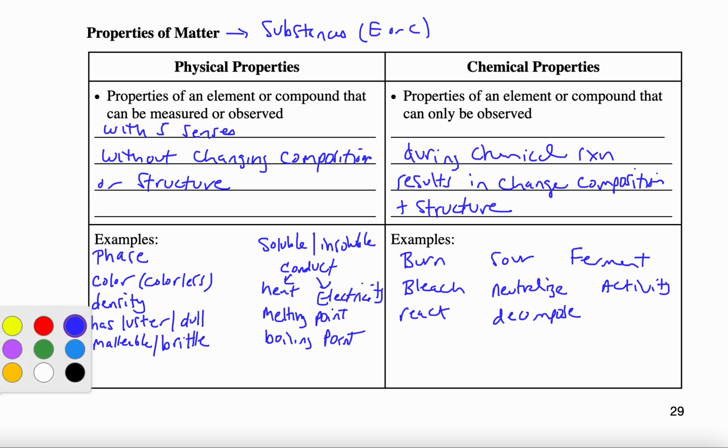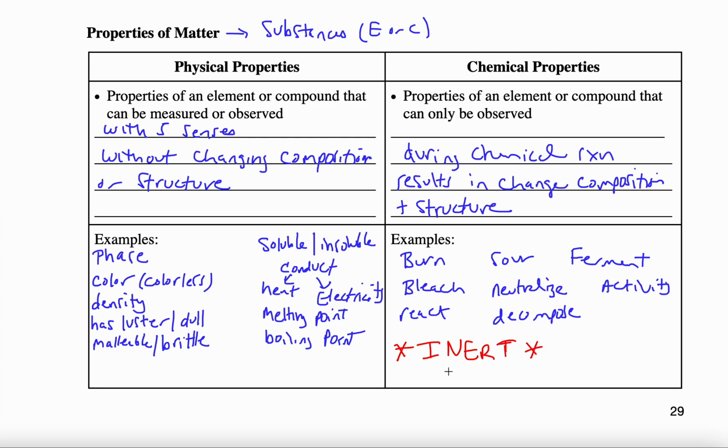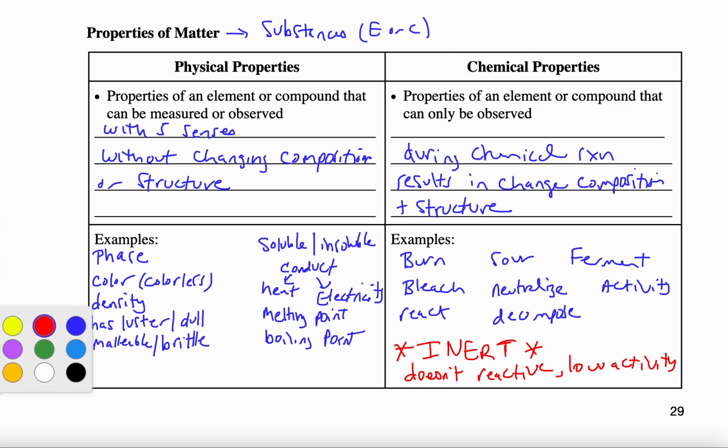However, there is one chemical property we need to list, and it's this funny word, inert. So if something is inert, that means that it fails to react, or it doesn't react. It's a material with very low activity. So the thing is, if a substance is inert, it's kind of boring. There's nothing exciting going on. However, it's very, very important.